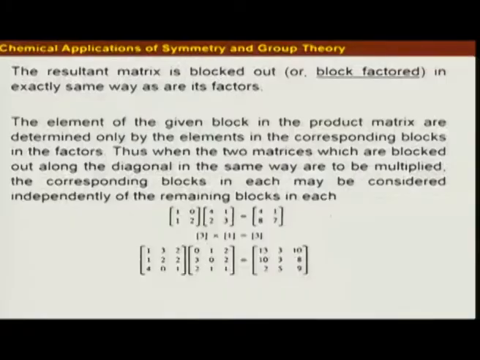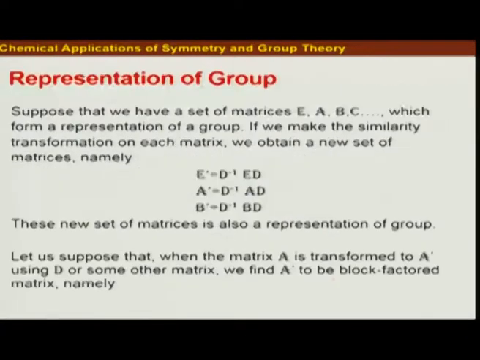So exactly that's what is shown here in this range. So you just multiply each block and get the overall multiplication, or overall product. So suppose we have a group and we have its matrix representations, and the matrices are like E, A, B, C and so on. Okay, and that represents a group.